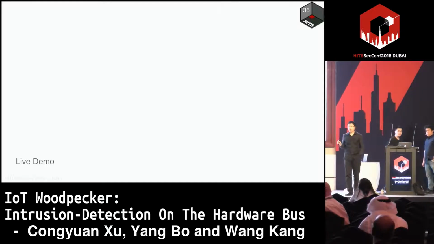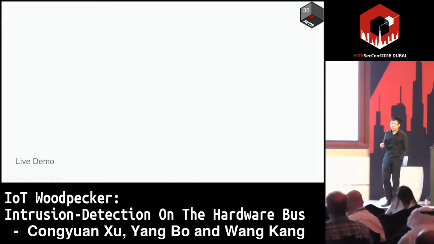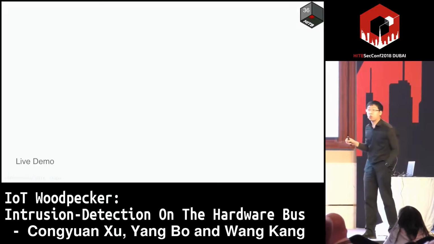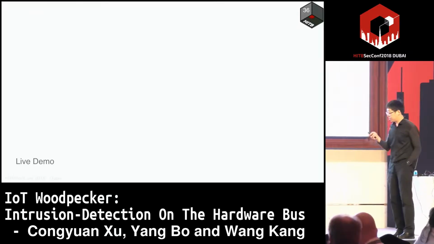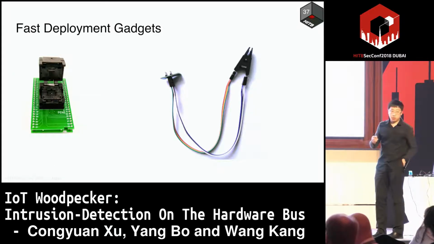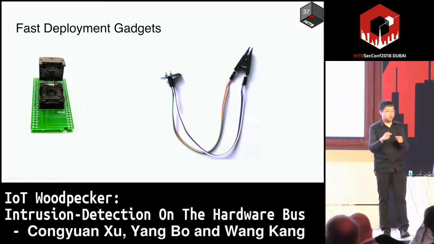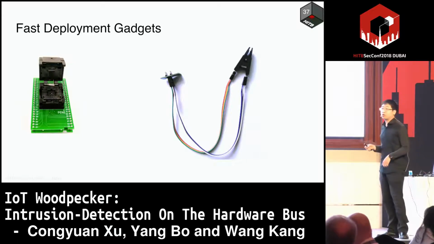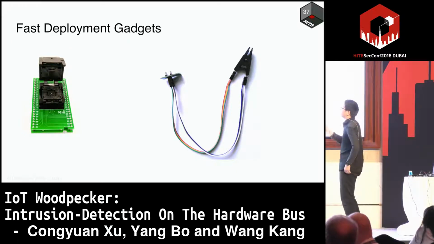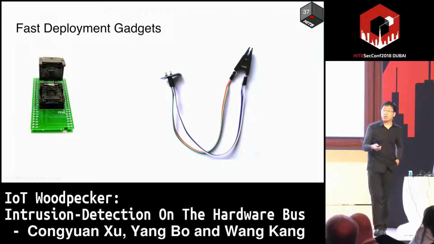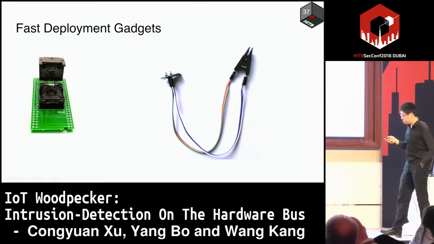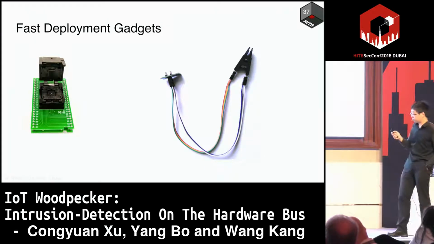If we can implement more powerful real-time processing capability into this prop, we can make more complicated calculations. Okay, the third stage. Soldering all the jumper wires on the chip is not elegant enough, and it could be really complicated. So maybe some faster deployment gadgets should be used, like these test clips here.